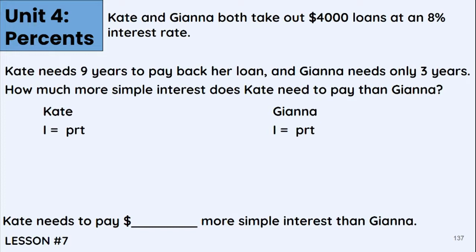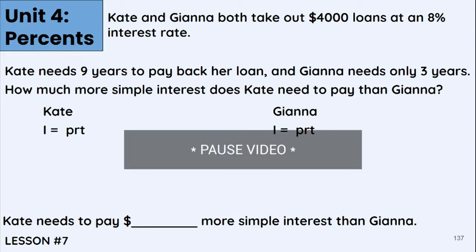I want you guys to start out by finding out how much interest both girls would need to pay by solving I equals PRT for both Kate and Gianna below. Go for it.